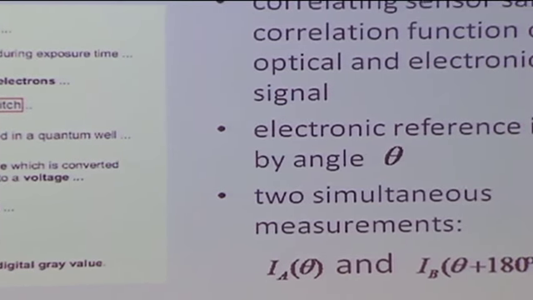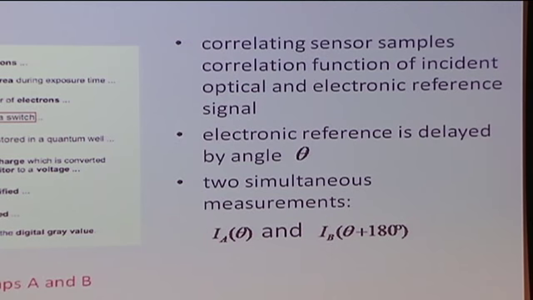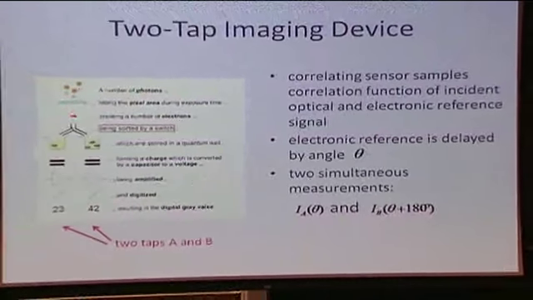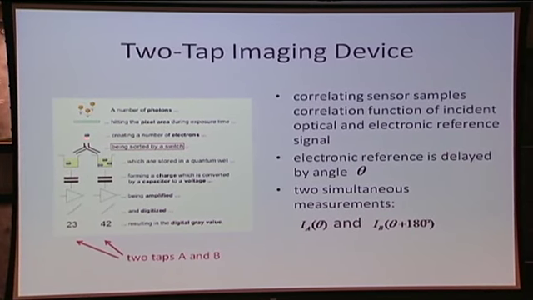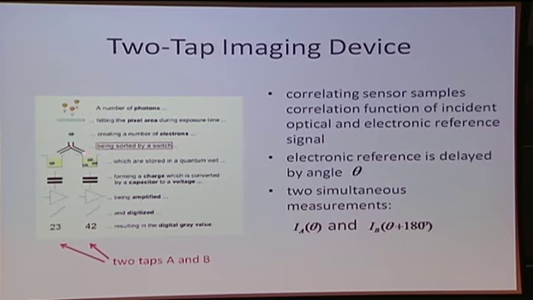The 2-tap imaging device has doubles this complete chain here, and it uses an electronic switch. Their function is now that the incident photons again are generating electrons, and these are sorted into the one or the other quantum well by use of the switch. The idea is now to synchronize this switch with the light source, and by doing that, these numbers given out at the end correspond to samples of the correlation function of both signals.